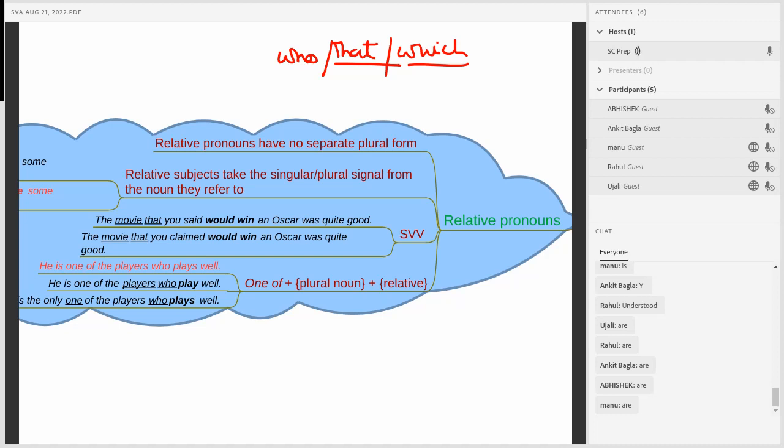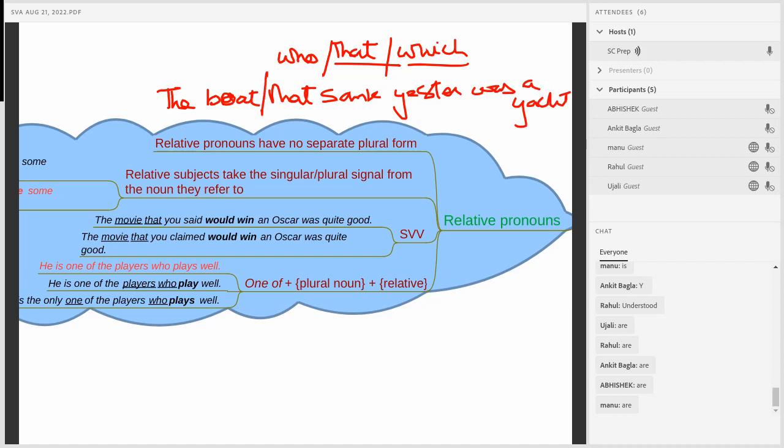So let's put a quick sentence up over here. The boat that sank yesterday was a yacht. Right, the boat that sank yesterday. So the that sank yesterday, these three words form a relative clause. They have to be looked at as an element. Those three words are just one element in a sentence, and that element acts as an adjective for a noun. What noun over here? Of course, the boat.